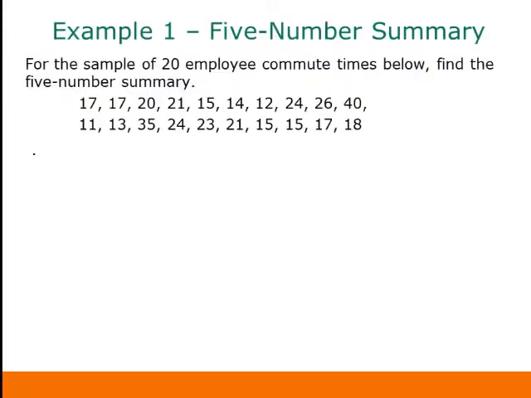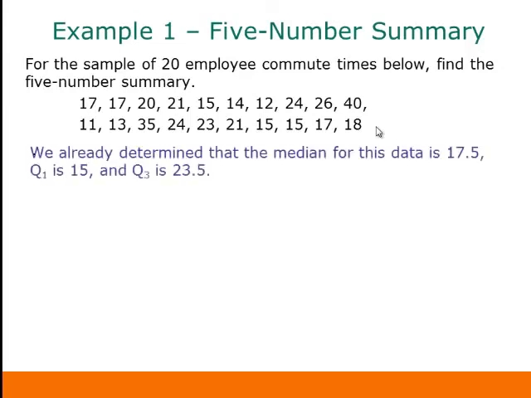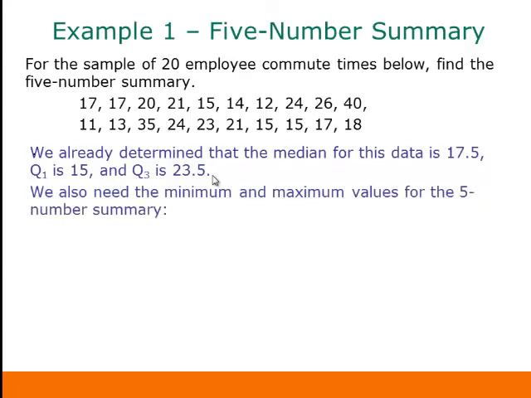Here's an example. We had this sample of 20 employee commute times that we used in the last section, so we're going to find the 5-number summary for this sample. We already found that the median for this data is 17.5, the first quartile is 15, and the third quartile is 23.5. We also need the minimum and maximum values to get our 5-number summary.